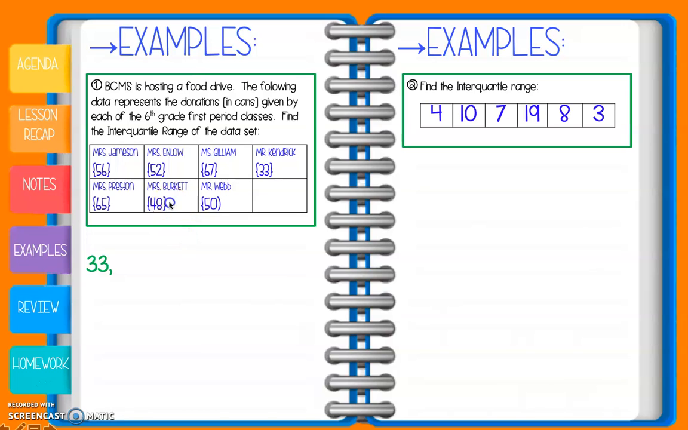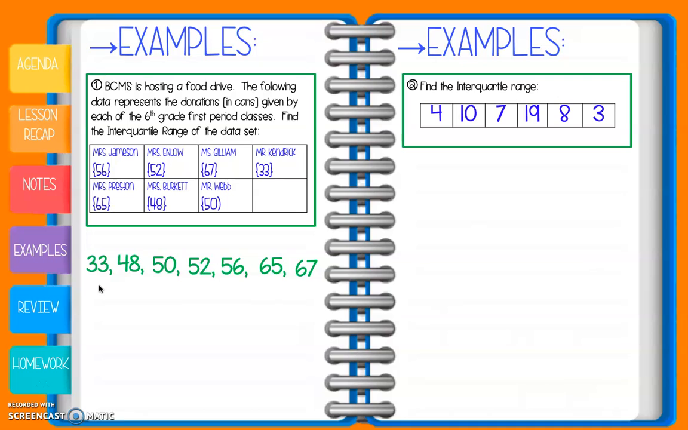Then we're going to keep going. We've got Miss Burkett with 48. We have Mr. Webb with 50. Miss Inlow with 52. Miss Jameson with 56. Miss Preston with 65. And Miss Gillum with 67. So there's our ordered data set from least to greatest. Then what we're going to do is find the median. Now normally when we've been finding the median, I just tell you to cross out the numbers.